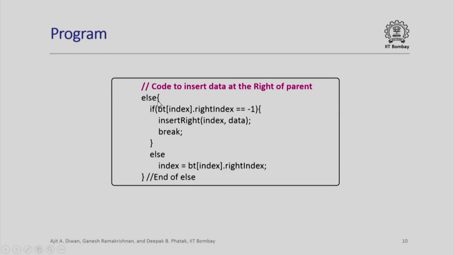Insertion of a new data element to the right of parent is exactly written in the same fashion. If that is not less, then I got a value which is greater than the parent and therefore I have to look at the right. If on the right hand side there is no node, that means the index is -1, I will simply insert it. Otherwise, I will say index is set to right index and continue looking further to the right of that tree to find out what is the next right position.